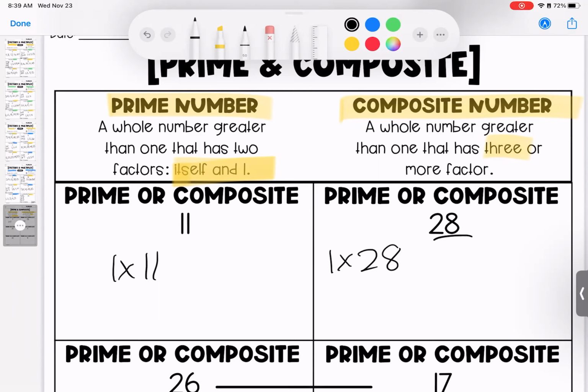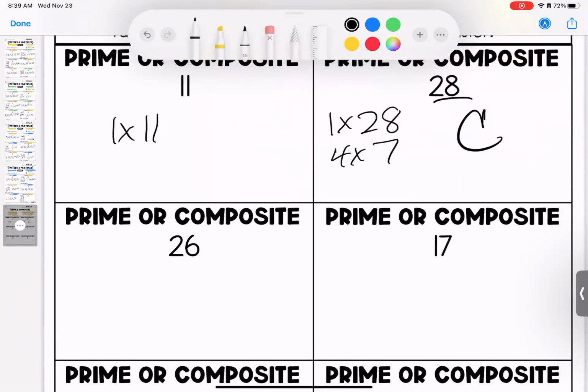I'm sorry. 28, 4 times 7. 3 times 8 is 24. This is going to be a composite. 26 is also going to be composite. It ends in a 6, which means that 2 is also going to be a factor. That's a quick way to figure out if it's going to be prime or composite. We can do 2 times 13 to get 26.